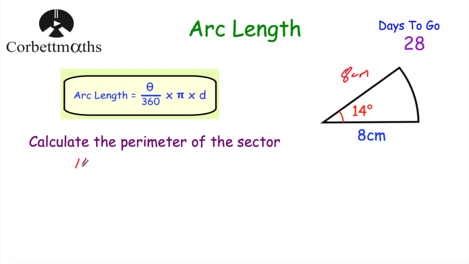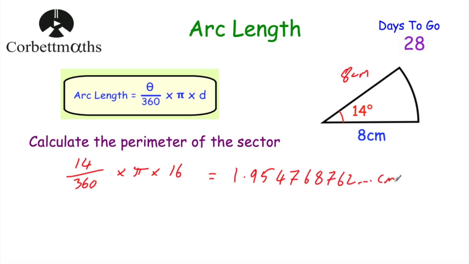So we've got beta, which is 14 degrees over 360, so that's 14 360ths of a full circle, multiplied by pi, multiplied by the diameter of the whole circle. If you had the whole circle, the diameter would be 16, so multiplied by 16. Whenever we work this out, we get 1.954768762 and so on centimeters. So that means the length of this arc from here around to here would be 1.9547 and so on centimeters.